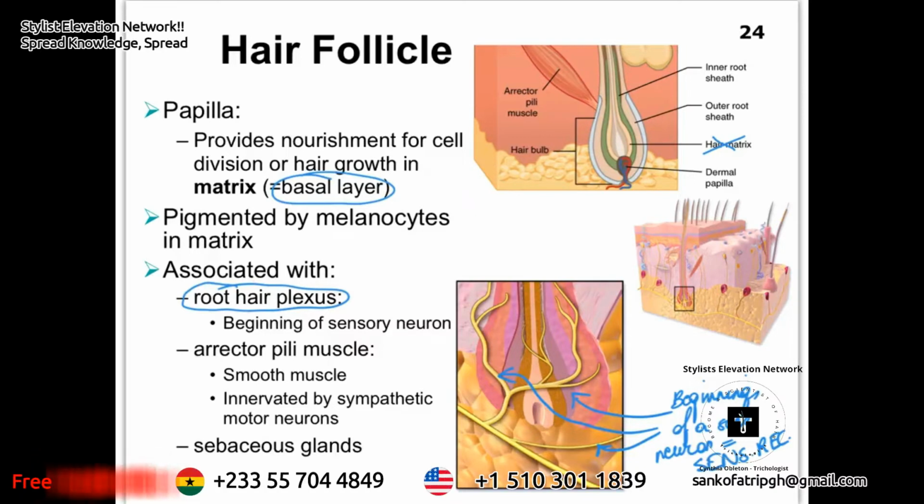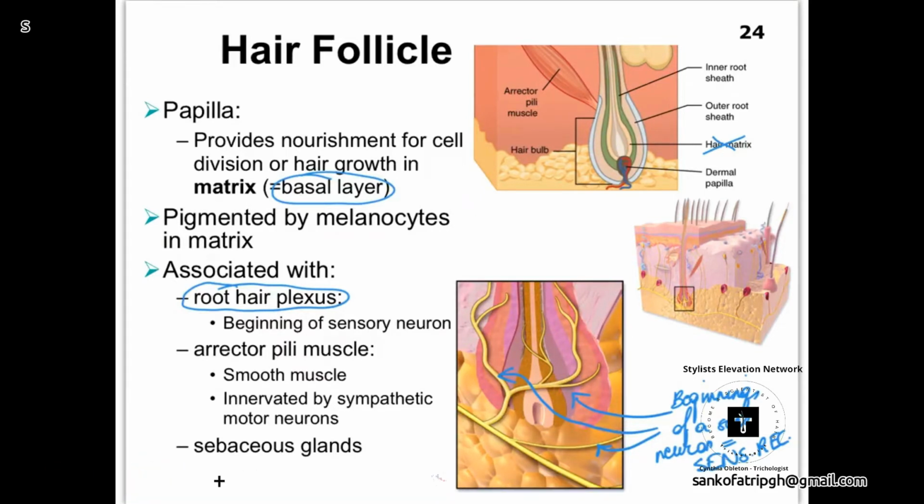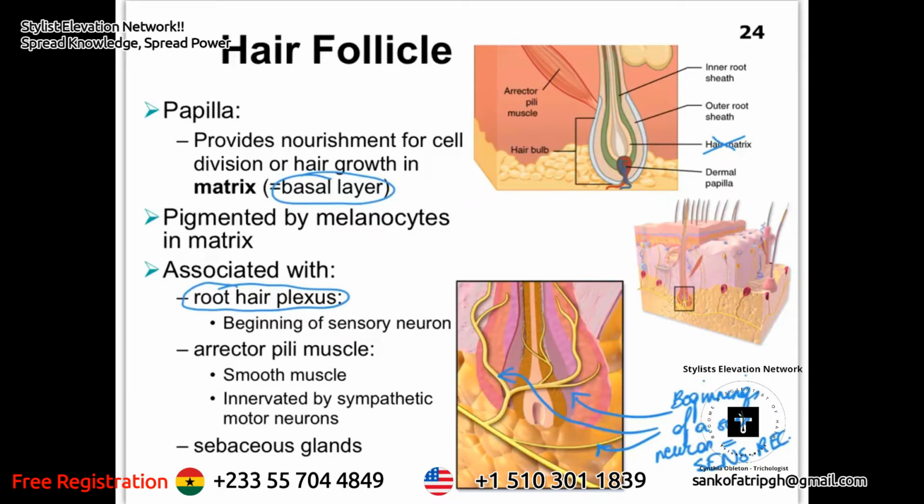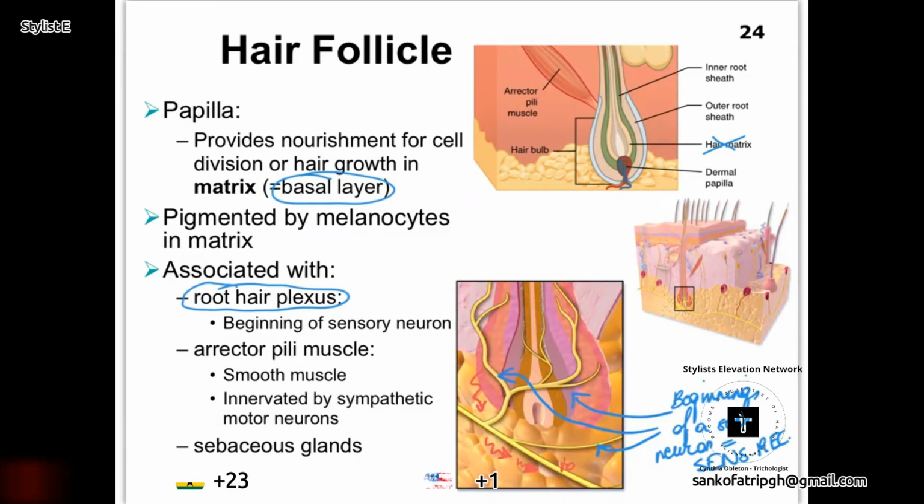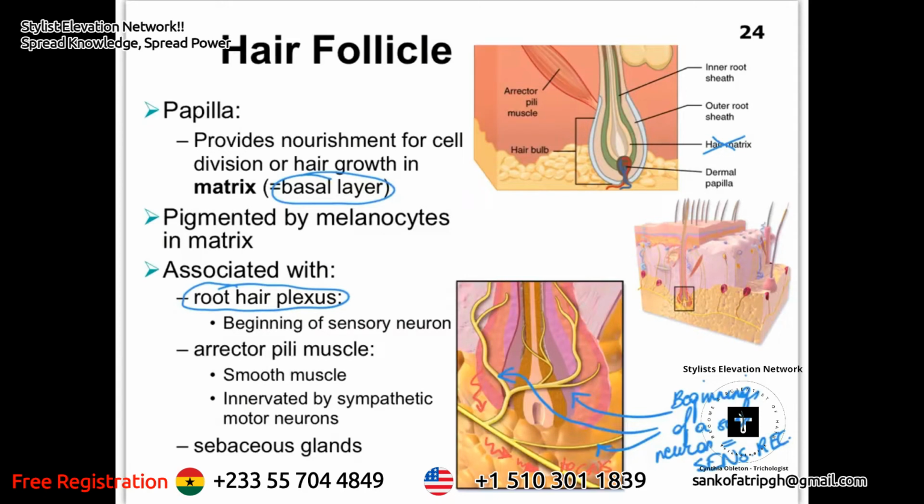So let's say a little bug is crawling on you, which is pushing against your little hair follicles. The movement of the hair follicles is detected, is sensed by this root hair plexus, by this beginning of this sensory neuron. And consequently, electrical signals are going to be sent down this sensory neuron towards our central nervous system, the brain and the spinal cord, particularly the spinal cord first, and then eventually the brain.